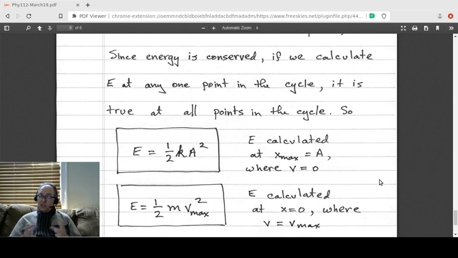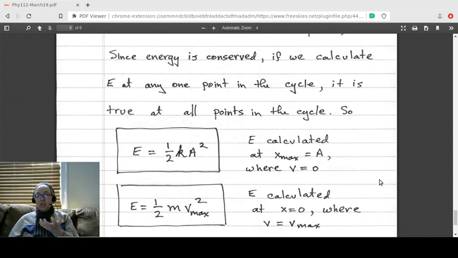So we get three possible ways of expressing the energy. Two of them are for special points in the cycle. If you're at one of the endpoints of the cycle, x is equal to a or x is equal to minus a, it doesn't matter because once you square x, the negative sign goes away. There's no kinetic energy at the endpoints because v is equal to 0, and x is equal to a, and so the equation that adds the kinetic energy and the potential energy just reduces to 1/2 ka squared. Again, the kinetic energy is 0, because in 1/2 mv squared, v is 0.